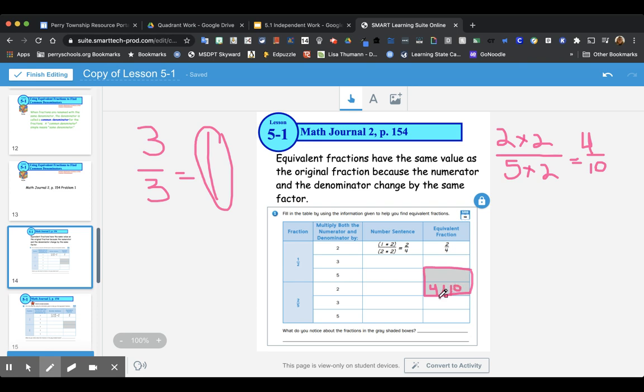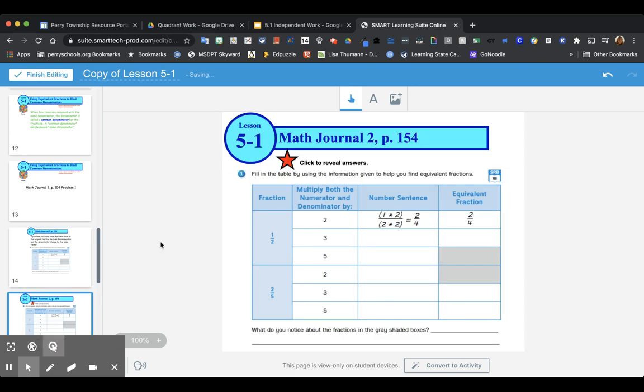Hopefully you write that a little bit better because you've got a little bit more space when you're doing it with your pencil. So you are to finish filling out this table, and then notice this question down here. I want you to answer this as well. What do you notice about the fractions that are in the gray shaded boxes? I've already done one for you. You get to do the other one. Pause your video, come back, and let's check our work.